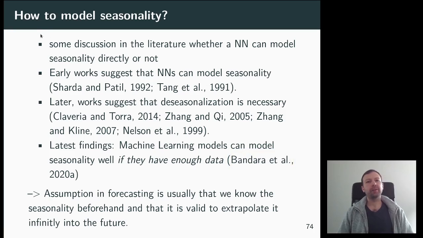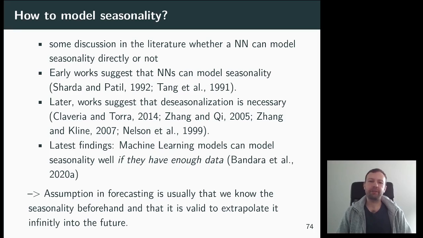The next type of non-stationarity we want to look at would be seasonality. So how to model seasonality? There were some discussions in the literature whether a neural network can model seasonality directly or not. Early works suggest that a neural network can model seasonality, mostly because of theoretical assumptions that they are universal approximators and should be able to do that. However, later work suggests that deseasonalization is necessary.